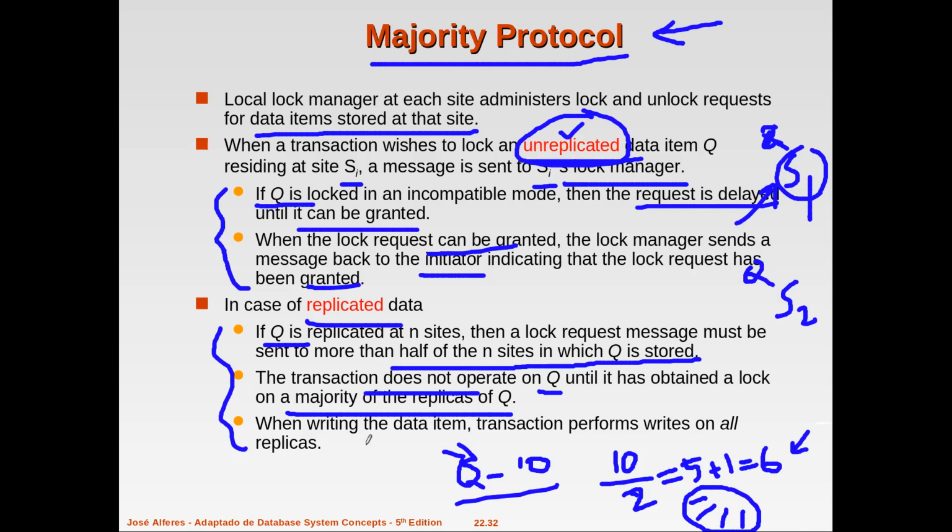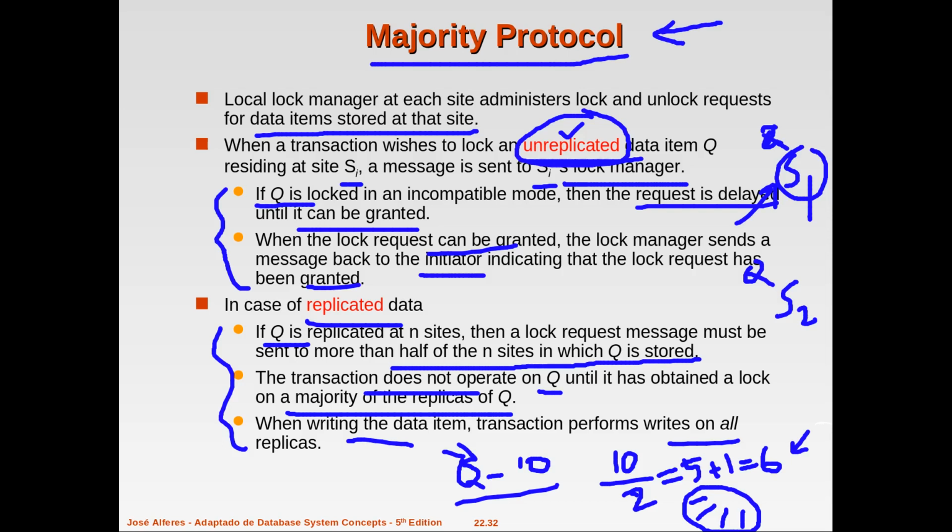Now when we are writing or updating the data item, the transaction performs writes to all the replicas. So whether it is a read or write, whatever the transaction request, we need to get a majority of lock grants from the total number of sites to which we are sending a request. Then the process can continue with that particular item if it gets a majority of responses.